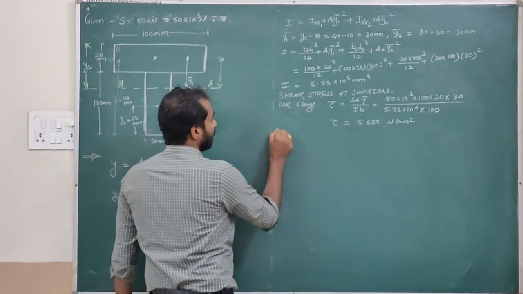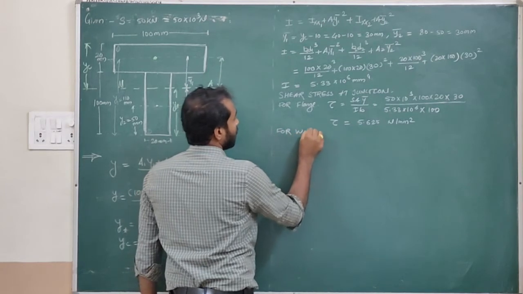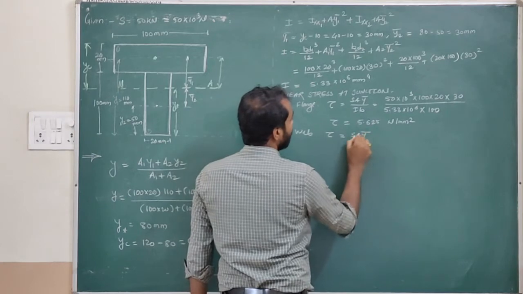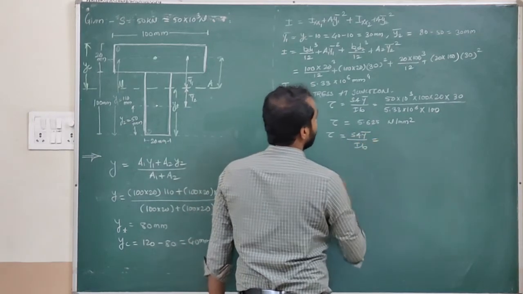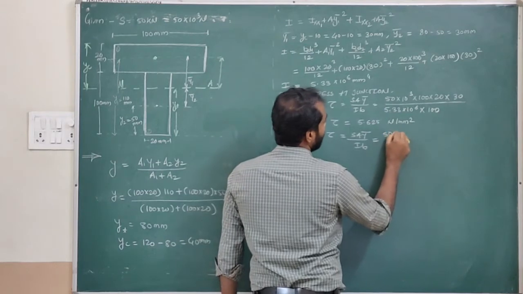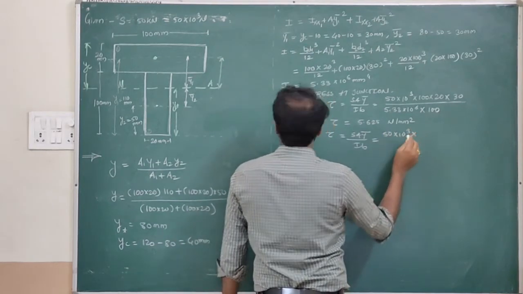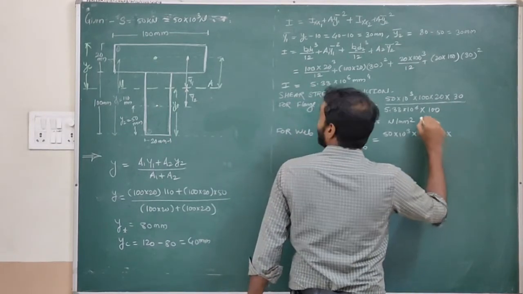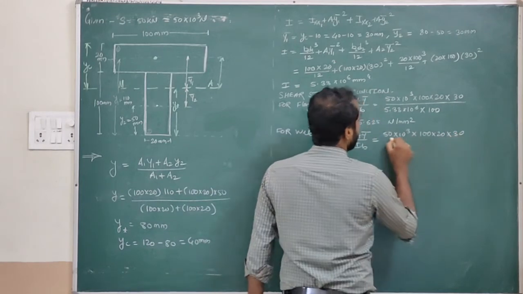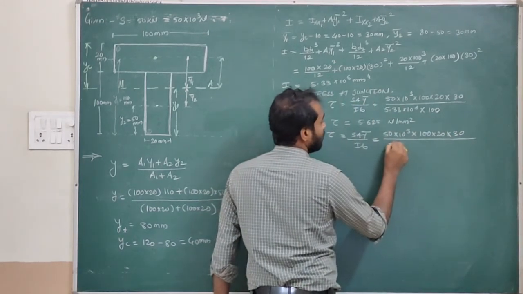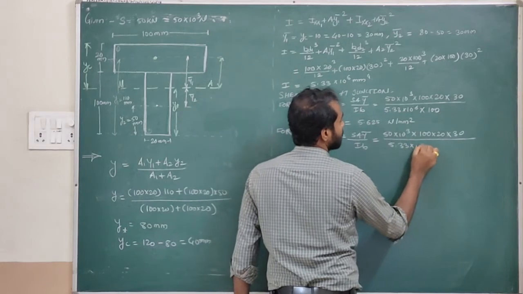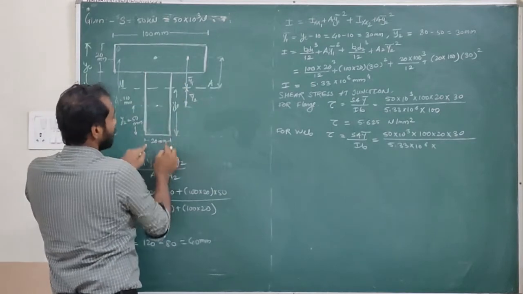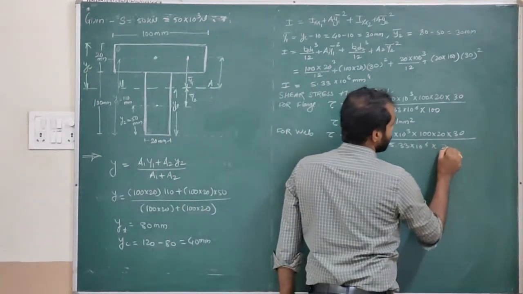Now for web, again the formula will be the same. Tau is equal to S into A into y bar upon I B, which is the value of shear force, 50 into 10 raised to the power 3. Area will be the same, that is 100 into 20. Y bar is also the same, it will be 30, upon moment of inertia 5.33 into 10 raised to power 6. Now multiplied by the width; for web we need to consider this width, and this width is 20 mm.